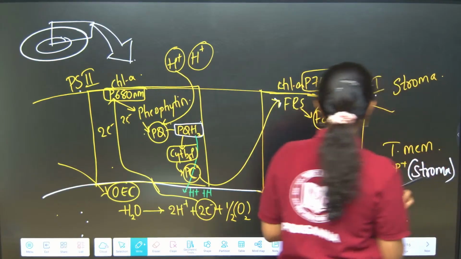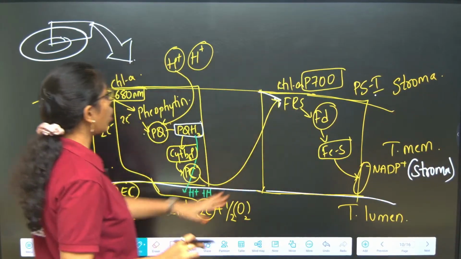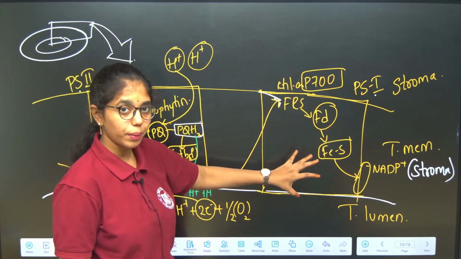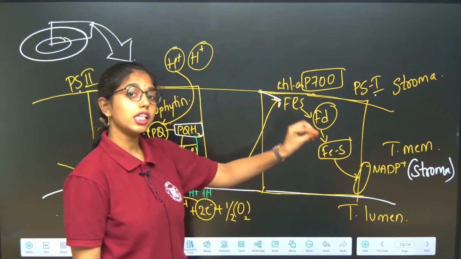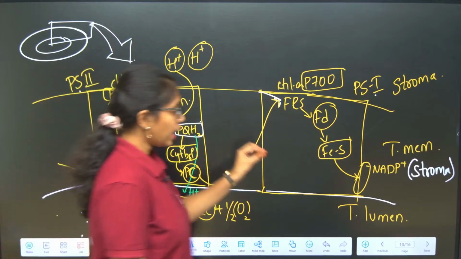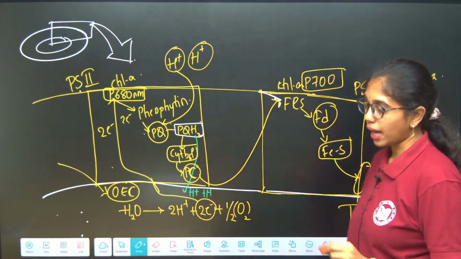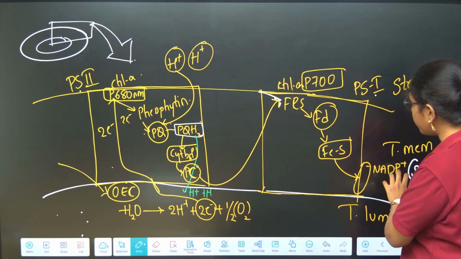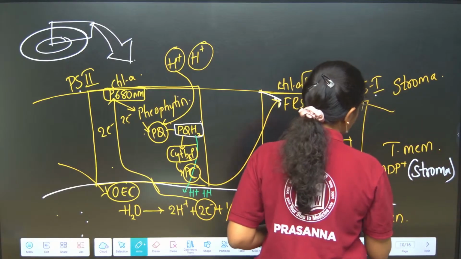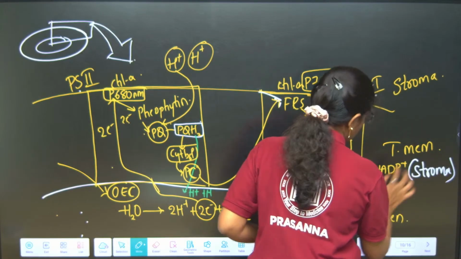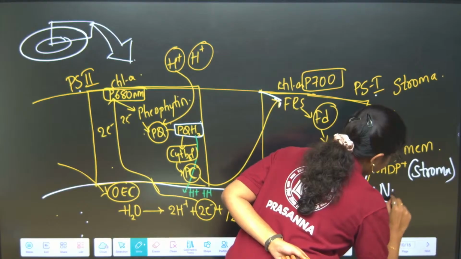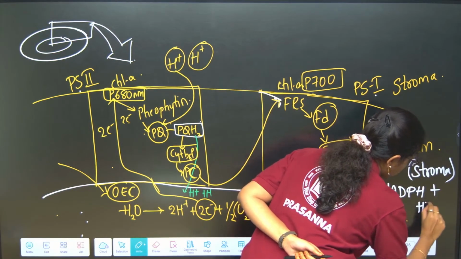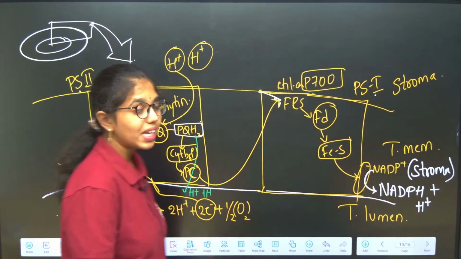Till the ferrous sulfur complex, all the protein molecules involved in this translocation are present in the thylakoid membrane, but NADP+ is present in the stroma. I will tell you why when I explain the dark reactions. So, NADP+ location is what? Stroma. That is very important, remember. This NADP+ is converted to what? NADPH plus H+.